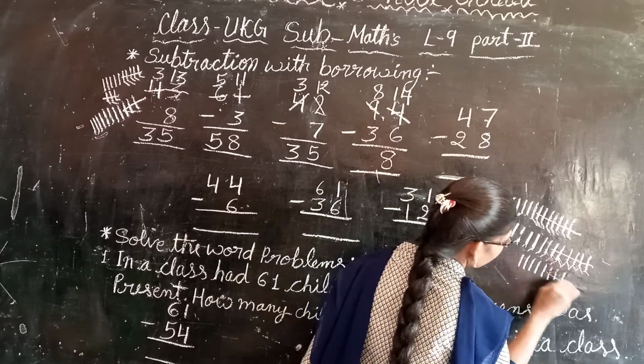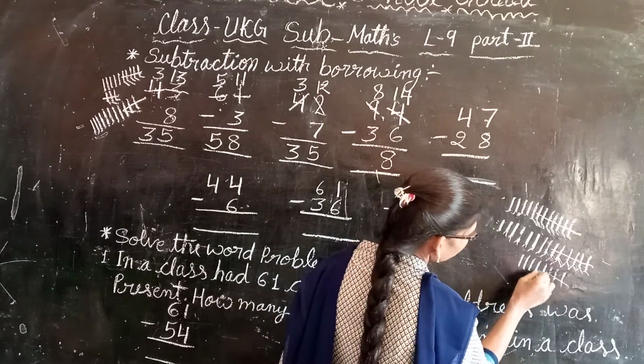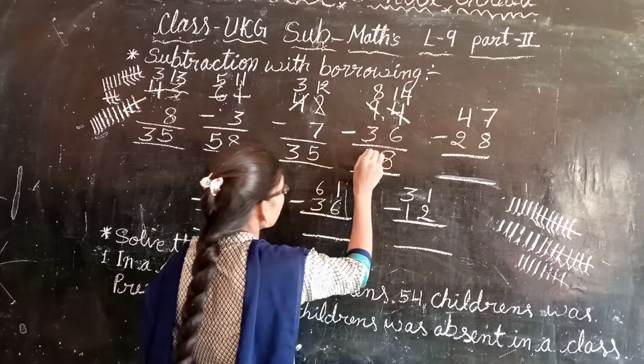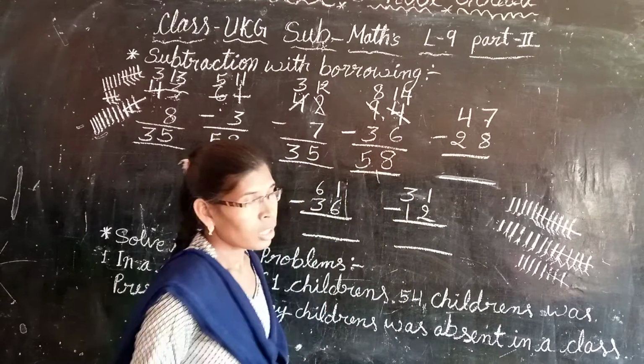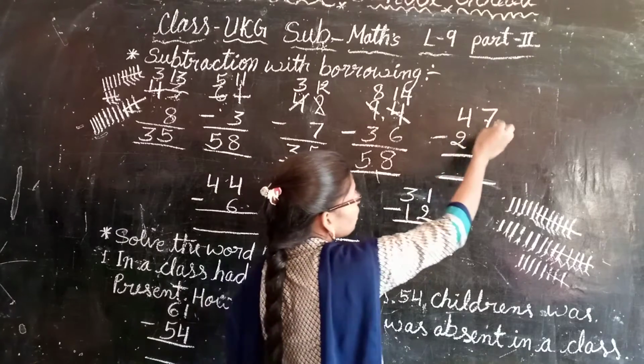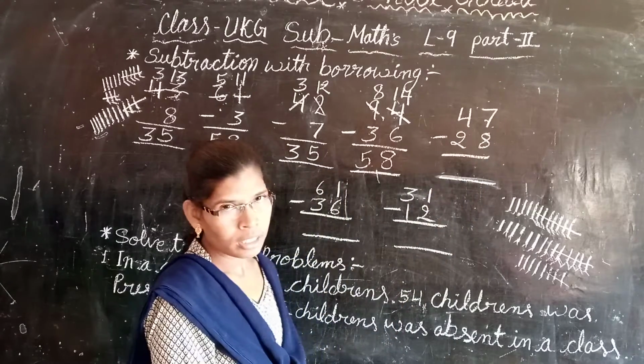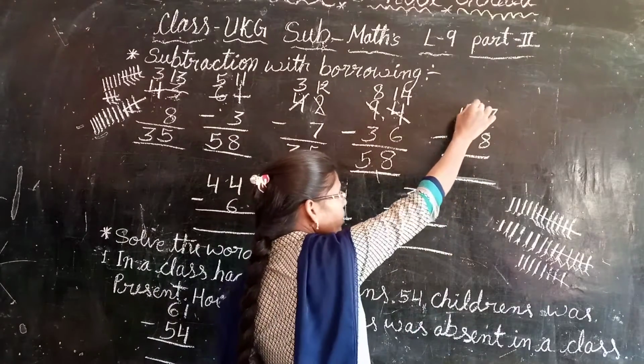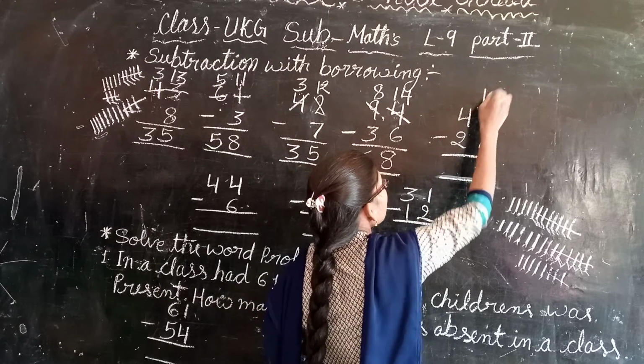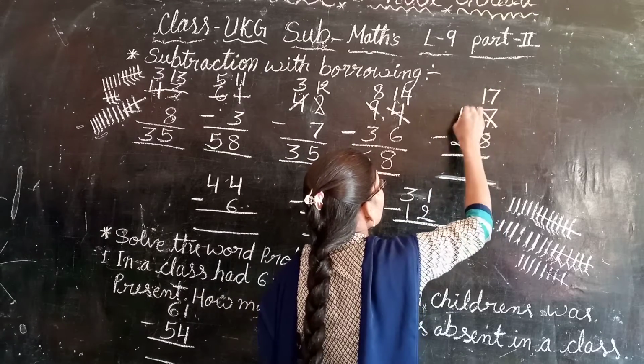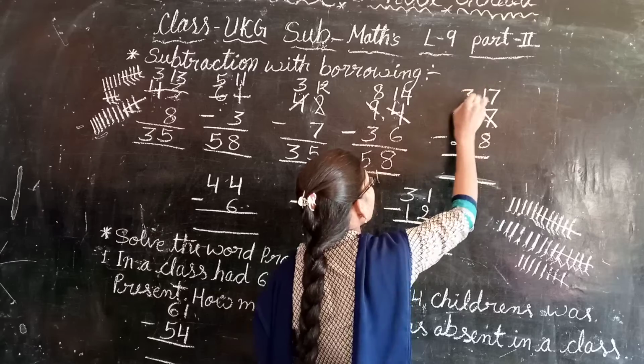Out of 8, we have to cut 3 lines. And remaining 1, 2, 3, 4, 5. So we get 5. Now next one you see. Here there is 7 and 7 cannot cut 8. So 7 has to borrow from this number and it will get 17 and here you will get 3.